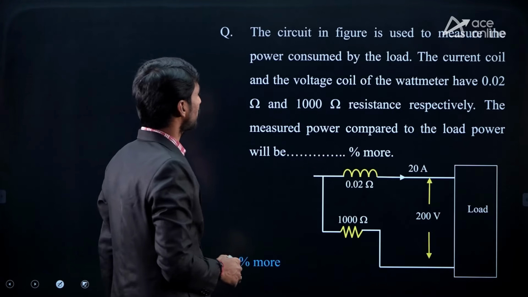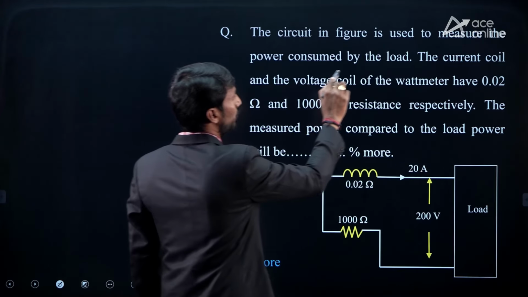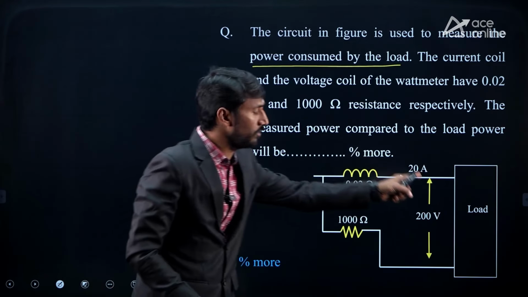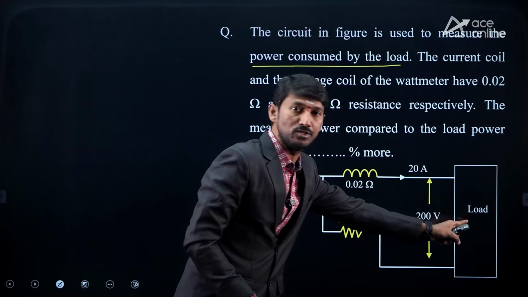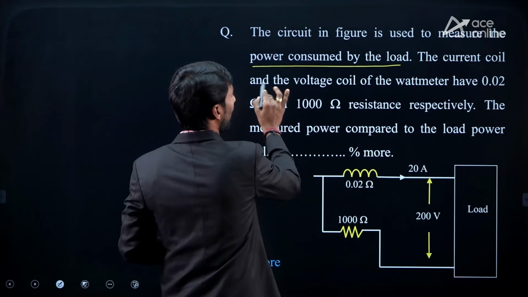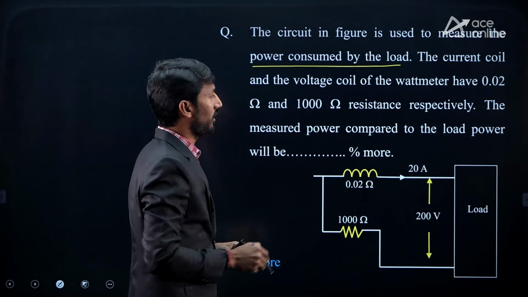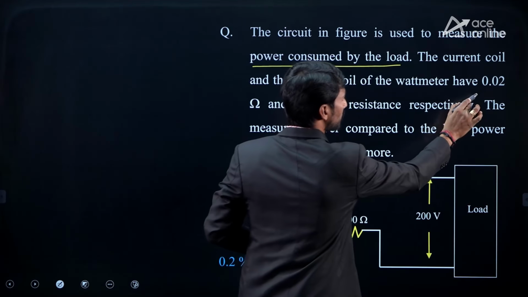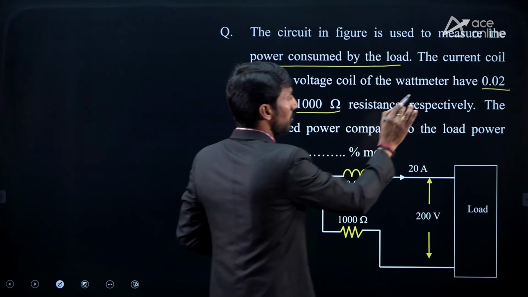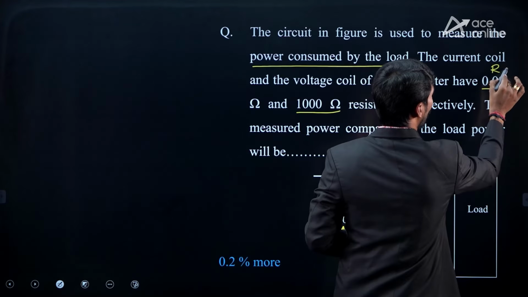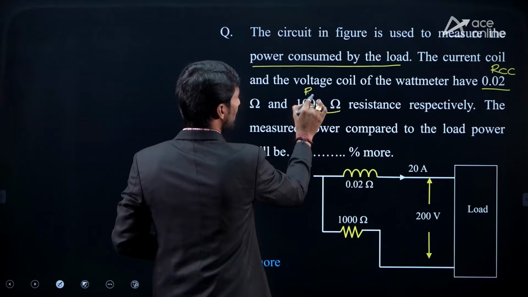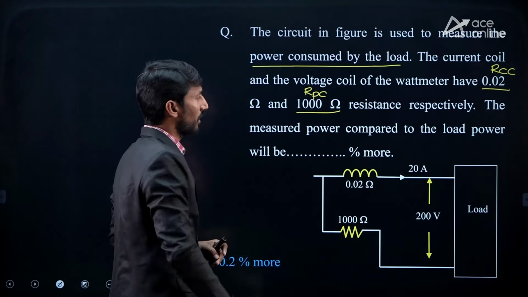Next question. The circuit in the figure is used to measure the power consumed by the load. So this is the circuit used to measure the power consumed by the load, a power measurement method. The current coil and voltage coil, nothing but the potential coil of the wattmeter, have 0.02 ohm and 1000 ohm. Simply, 0.02 ohm current coil resistance and 1000 ohm potential coil resistance.